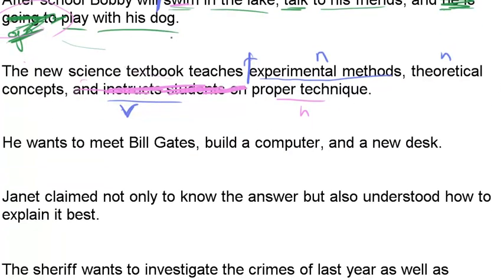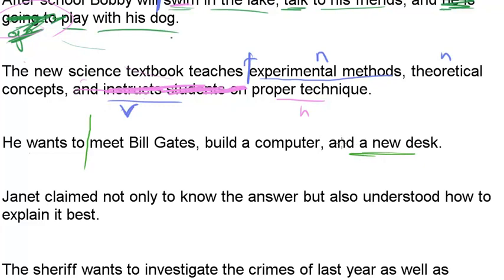Let's look at the next example here. He wants to meet Bill Gates, build a computer, and a new desk. All right, what's going on here? He wants to meet Bill Gates, no problem. He wants to build a computer, no problem. He wants a new desk, no good. So we're going to have to slice it off here, and we realize, okay, this is no good. So what are we going to change this to?